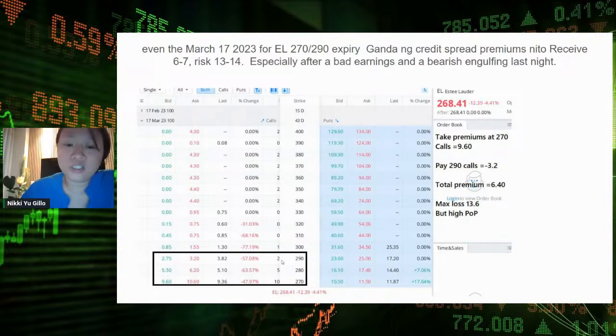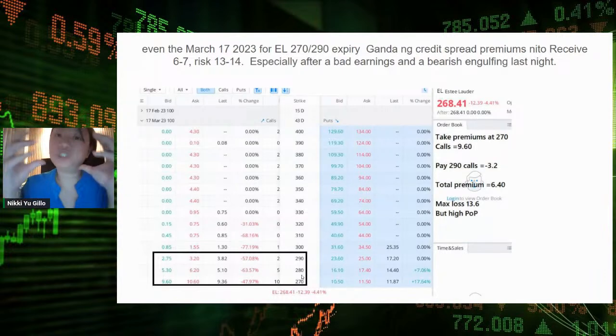So in a $2,000 spread, since this is 290 minus 270, that's $20. $20 times 100 is $2,000. Your credit spread total width is $2,000. On that $2,000, you receive $640. You risk $1,360 if and only if Estee Lauder breaks $290. Now, even if it breaks $290, you have that $640 as a cushion or safety net because you receive that credit spread premium. So technically speaking, your loss is mitigated at 2,000 minus 640, or your maximum loss is 1,360.